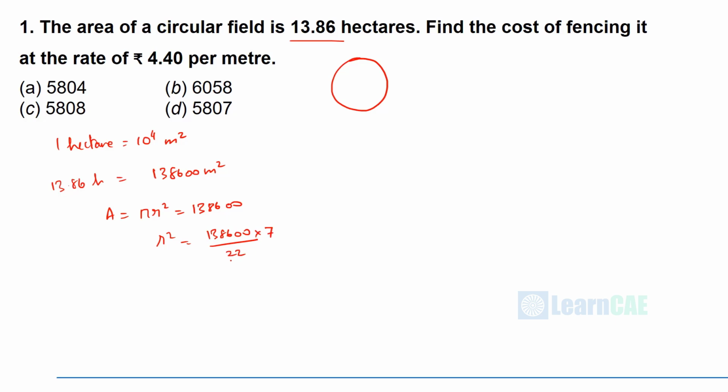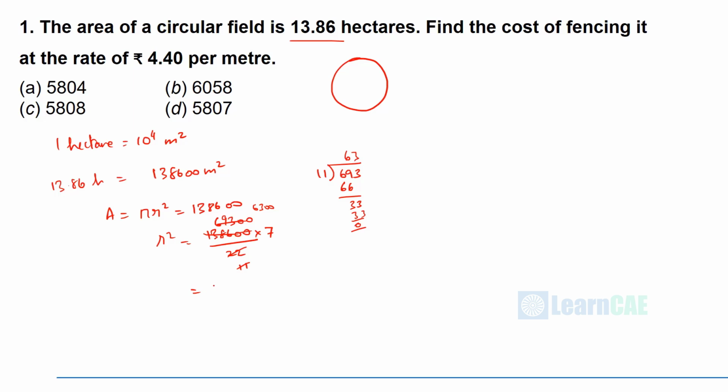I will take the 7 to the numerator. We can divide by 2. This will be 11. This will be 69300. So we can divide 693 by 11. 6 11s are 66, 3 11s are 33. So this will be 6300 into 7.